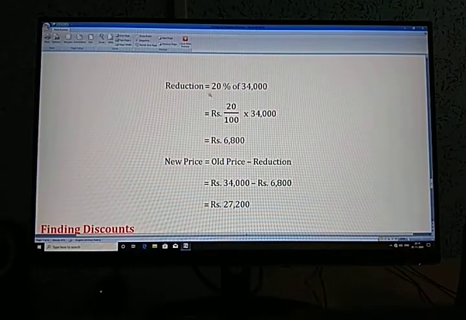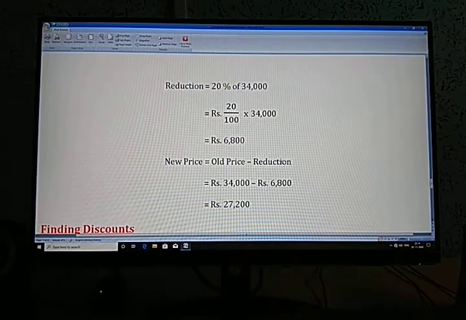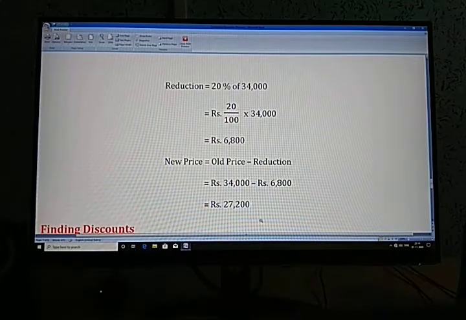So this is the thing, reduction or the depreciation is this much, and it will be old price minus reduction. It will be minus or decrease percent or whatever it is, it will be minus whenever it is a decrease case. So this will be the new price, 27,200. I hope this is clear to you.